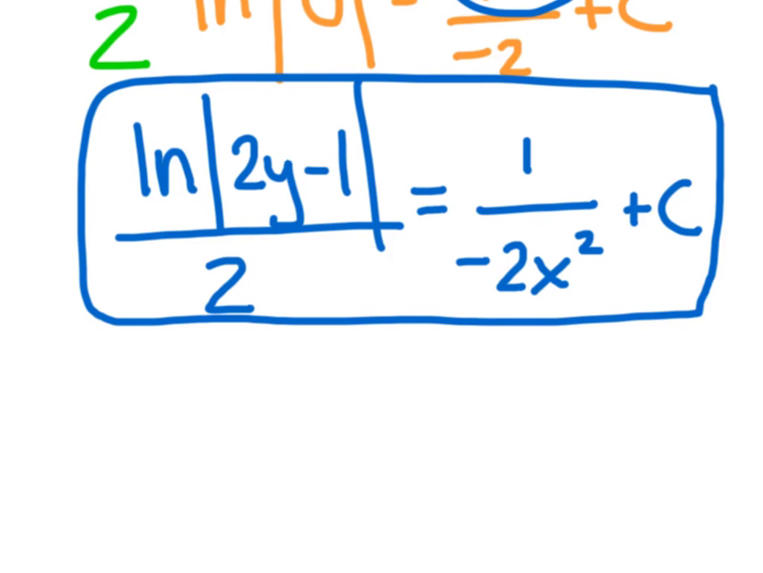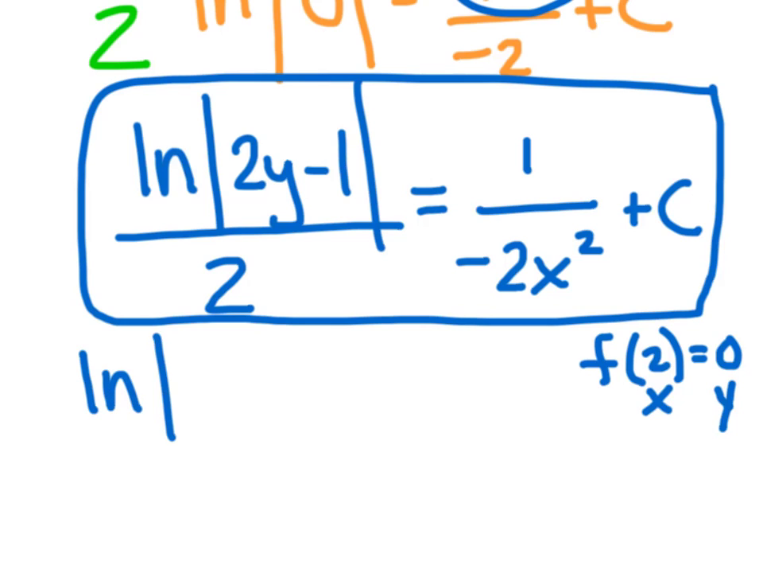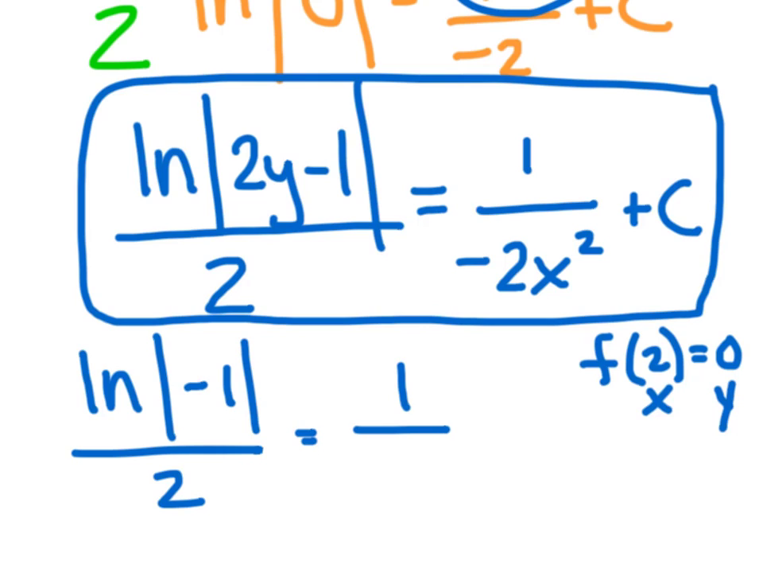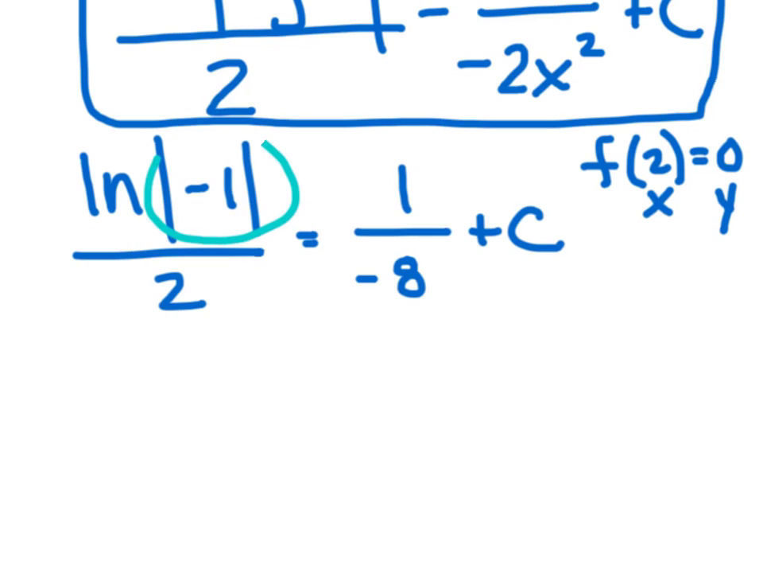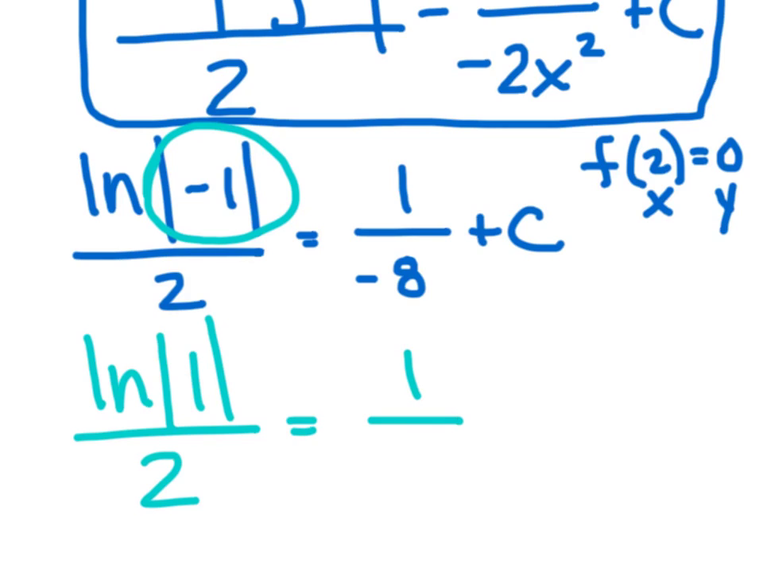Let's just recall the initial condition. I believe it was f of 2 equals 0. So again, x is 2, y is 0. So I'm going to get the ln of the absolute value of negative 1 all over 2 equals 1 over negative 8 plus c. Alright, so solving for c, just going to keep continuing here. The absolute value of negative 1 here is really the ln of 1 all over 2 equals negative 1/8 plus c.